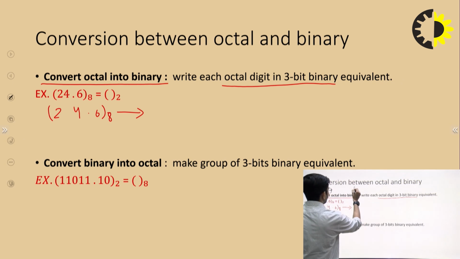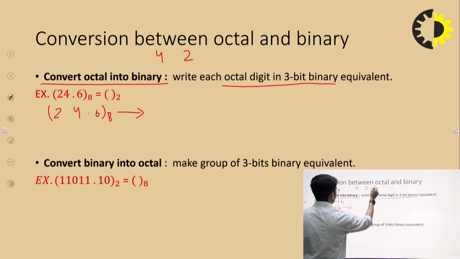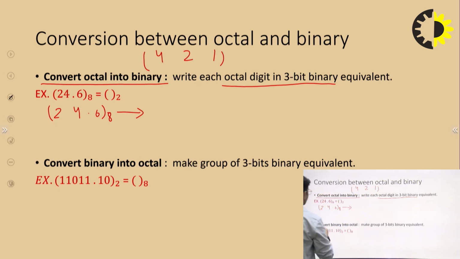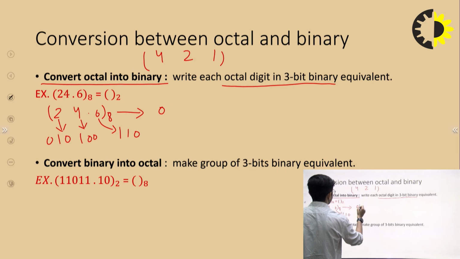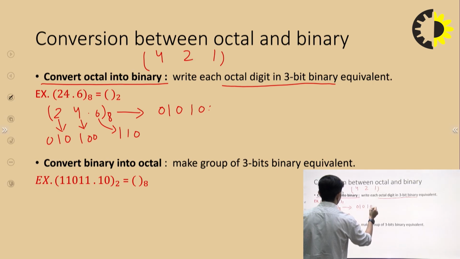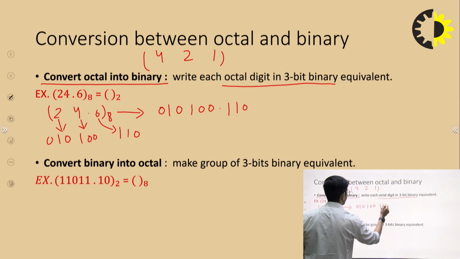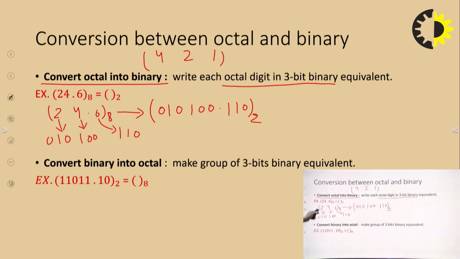For 3 bits, I mentioned earlier that we can use 4, 2, 1 as the weighted code. So how can we represent 2? 2 we can represent as 0, 1, 0. 4 we can represent as 1, 0, 0. 6 we can represent as 1, 1, 0. So altogether, if we combine these, we get 0, 1, 0, 1, 0, 0, dot, 1, 1, 0. This is the conversion from octal to binary. We just represent each octal digit as a 3-bit equivalent binary number.